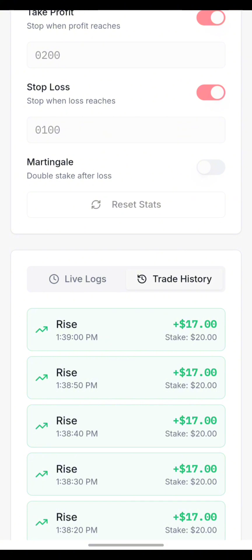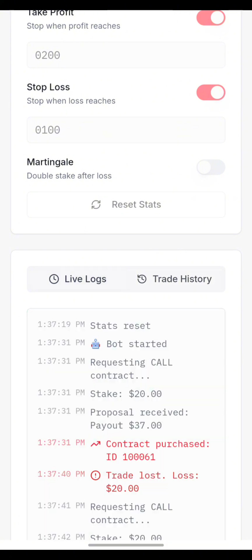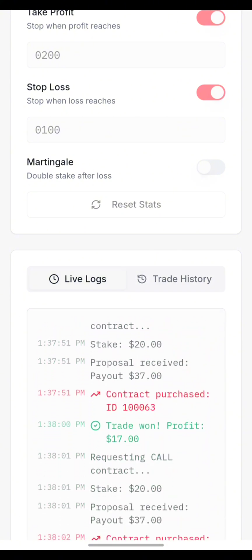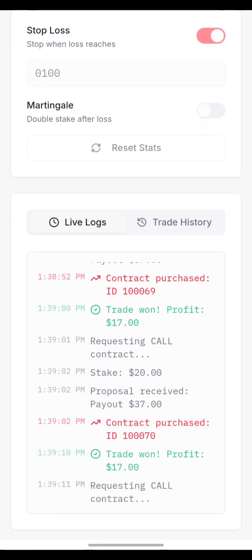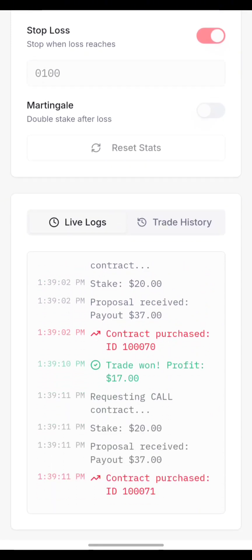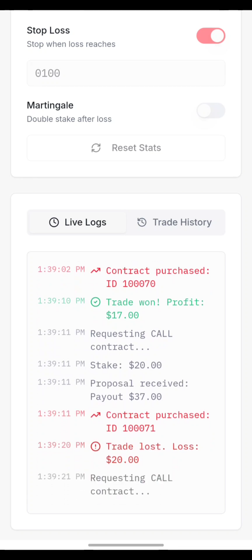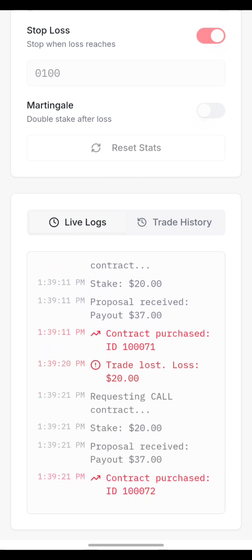We can look at our live logs here and see what's happening in the background. And yep, another profit there, another trade executed. And you see it's very fast, it executes very fast, because the rise and fall market also moves very fast.